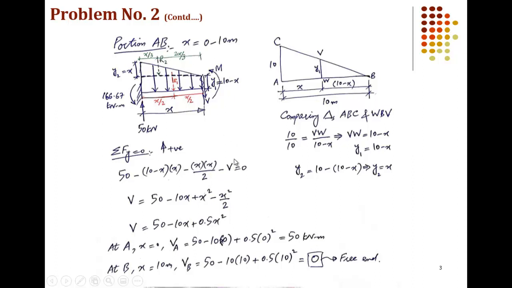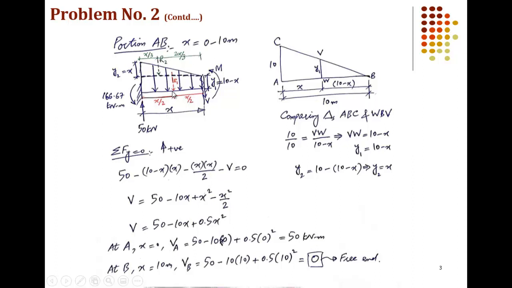So let's see how we can write down the equation of shear. Sigma Fy equal to 0 with the convention upward as positive. Now this 50 kilonewton force is acting in the upward direction, so plus 50 minus this rectangular part. Rectangular part is how much? I have shown the resultant of the rectangle in red and the resultant of the triangular part in green color.